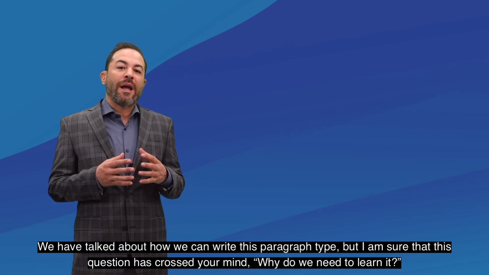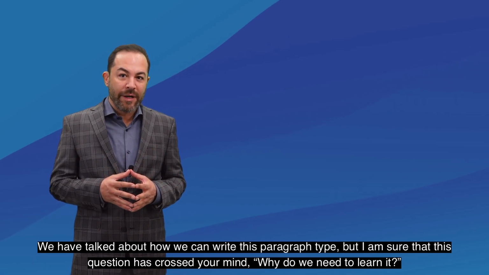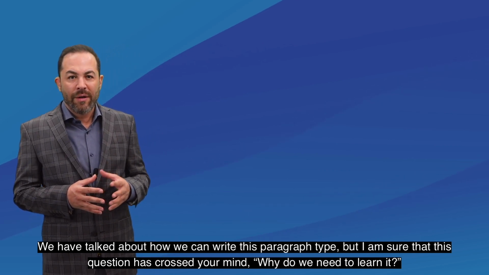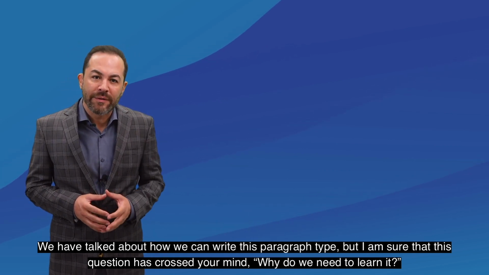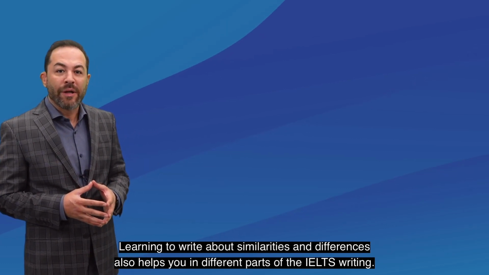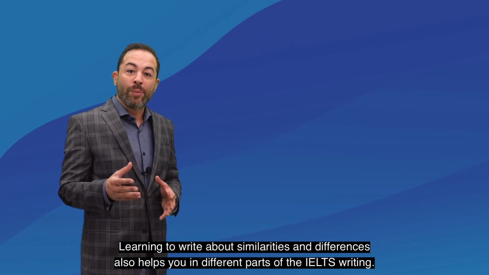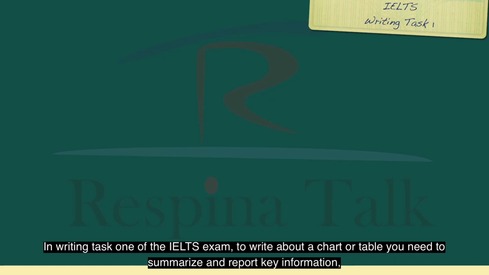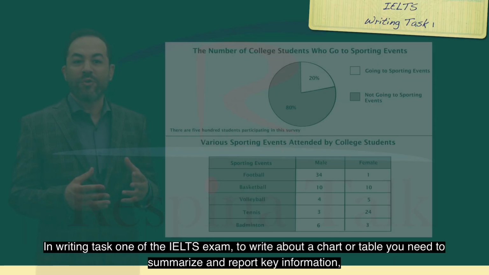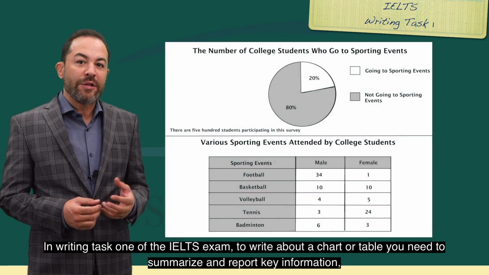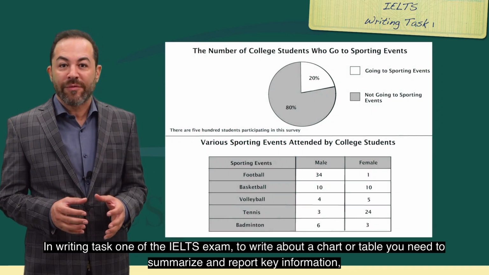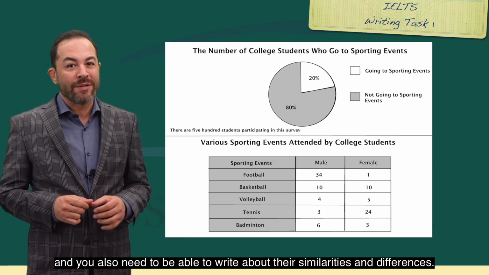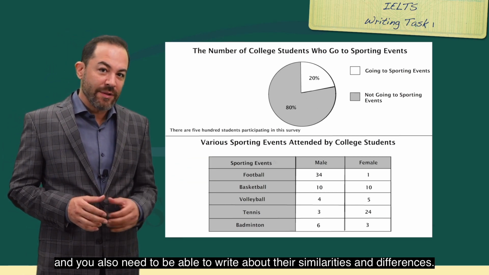We have talked about how we can write this paragraph type, but I'm sure that this question has crossed your mind. Why do we need to learn it? Learning to write about similarities and differences also helps you in different parts of the IELTS writing. In writing task 1 of the IELTS exam, to write about a chart or table, you need to summarize and report key information, and you also need to be able to write about their similarities and differences.